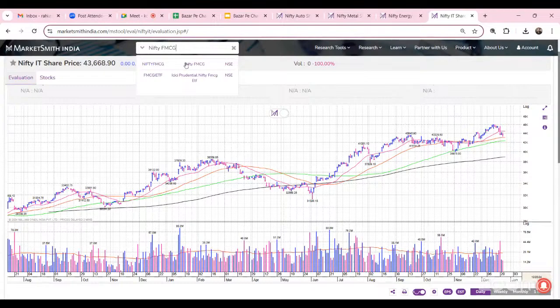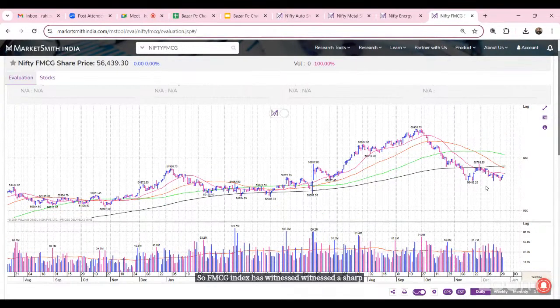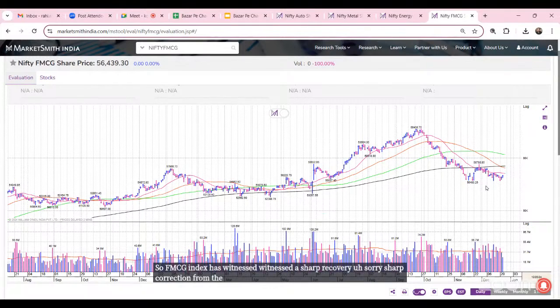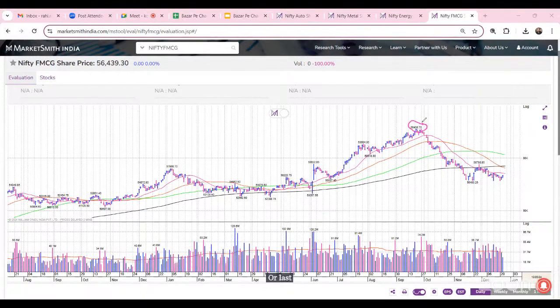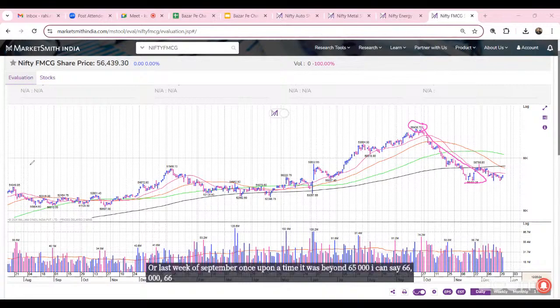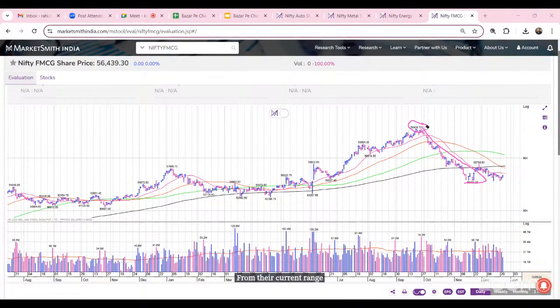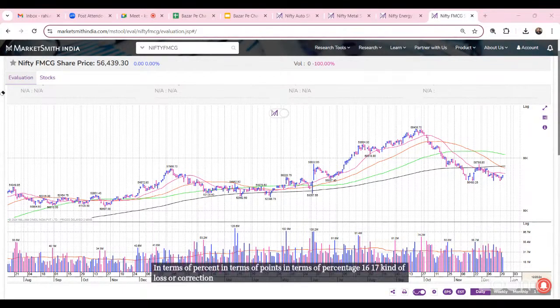So the FMCG index has witnessed a sharp correction from the month of October, or the last week of September. Once upon a time, it was beyond 65,000, I can say 66,000, 66,500. From there, the current range is around 56,000. So 10,000 points loss, in terms of percentage 16, 17% kind of loss or correction from the recent all-time high in this FMCG index.